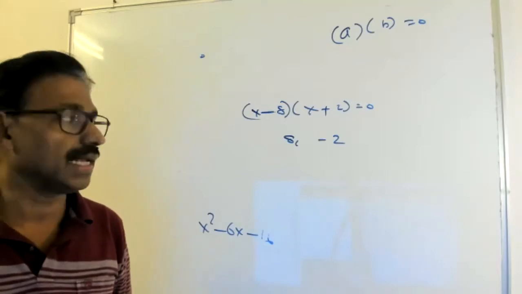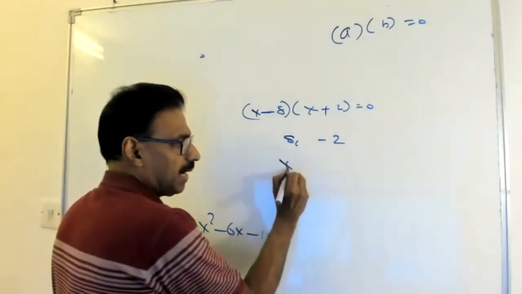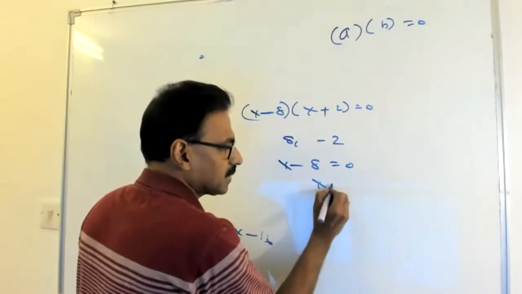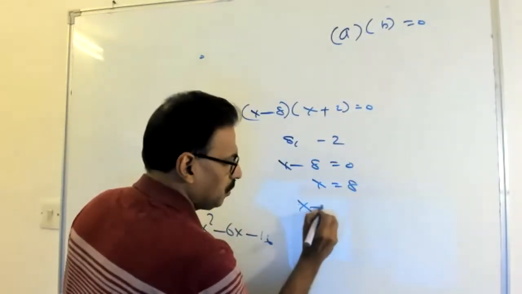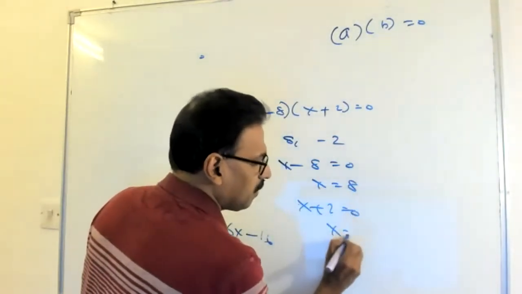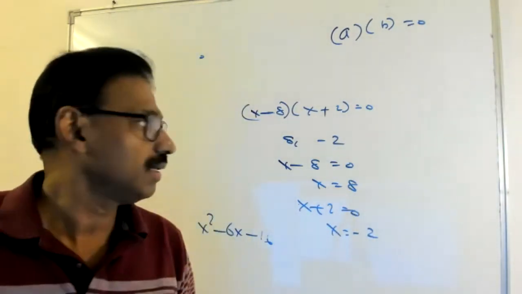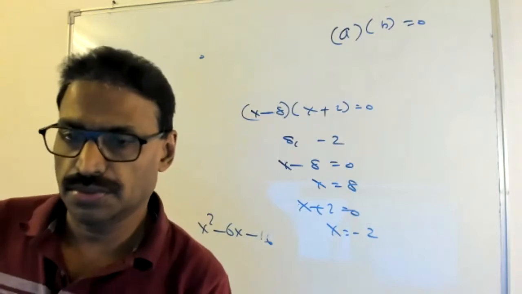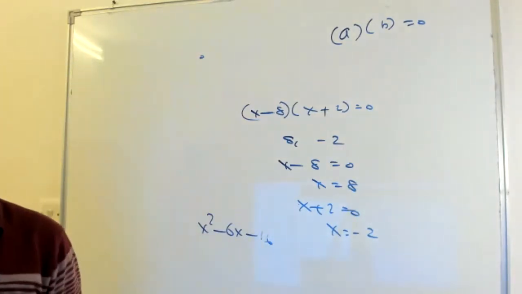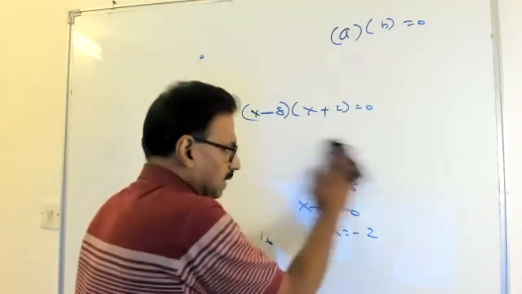Zeros are 8 and minus 2. Look, x minus 8 equal to 0, x equal to 8. x plus 2 equal to 0, x equal to minus 2, like that. So 8 and minus 2. Okay, next one.